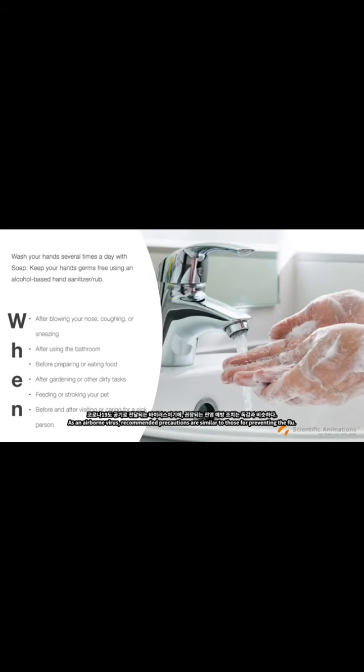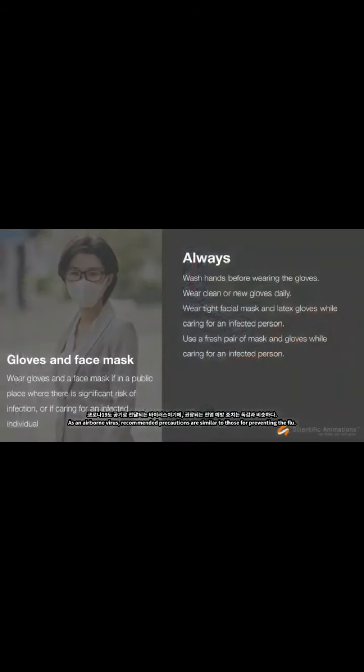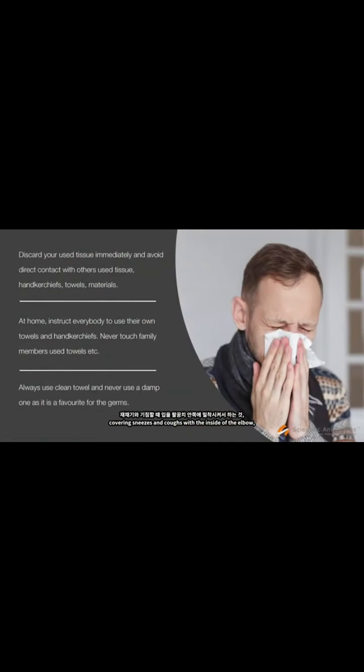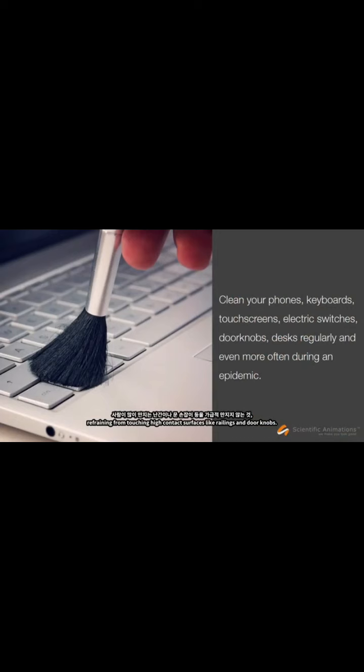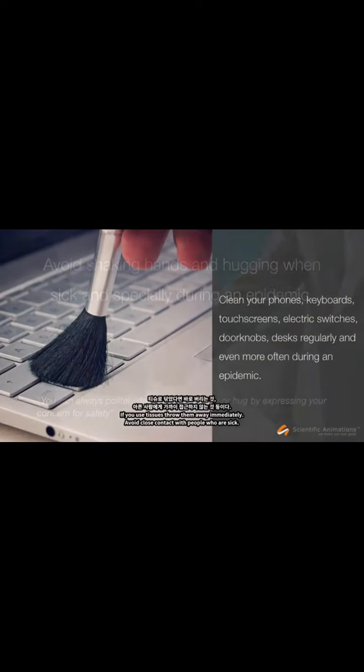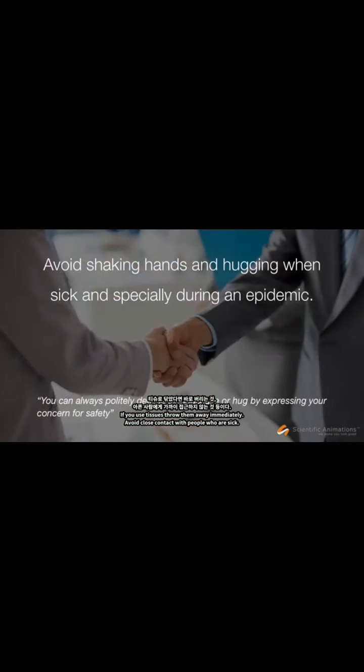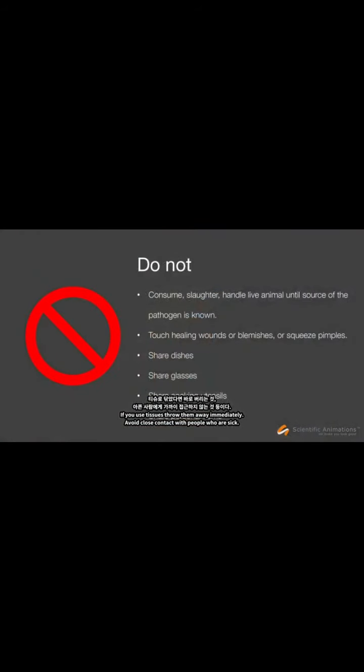As an airborne virus, recommended precautions are similar to those for preventing the flu. This includes washing hands regularly with soap and water for 20 seconds, covering sneezes and coughs with the inside of the elbow, and refraining from touching high-contact surfaces like railings and doorknobs. If you use tissues, throw them away immediately. Avoid close contact with people who are sick. For more info on precautions and best practices, see the list of references below.